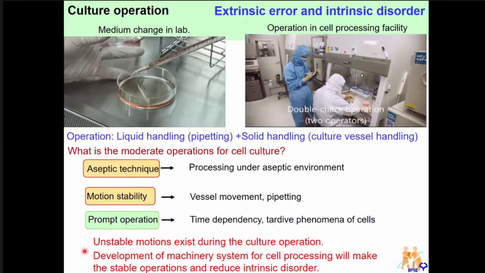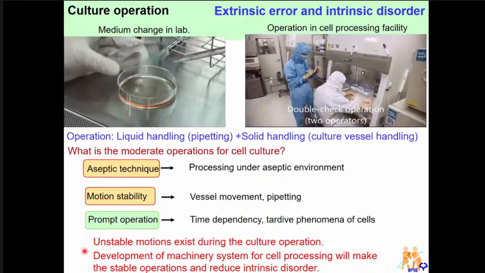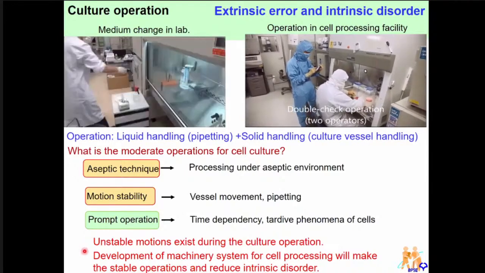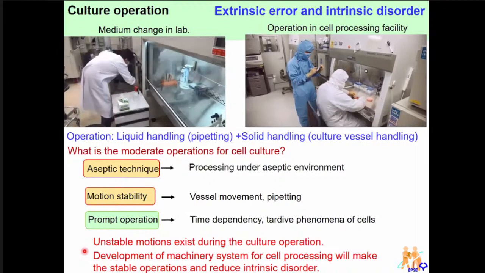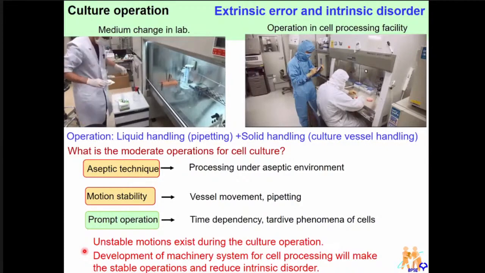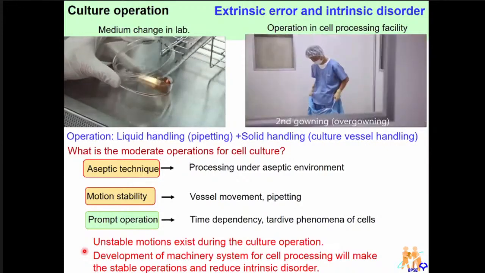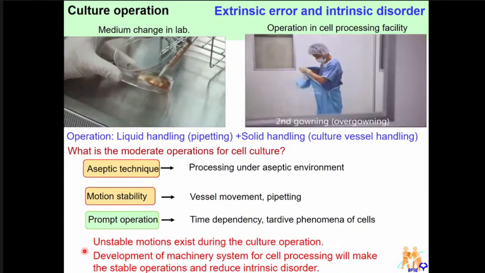So what shall we do? Unstable motion exists during the culture operation, and development of a machinery system for cell processing will make the operation stable and reduce intrinsic disorder. That's my hypothesis.